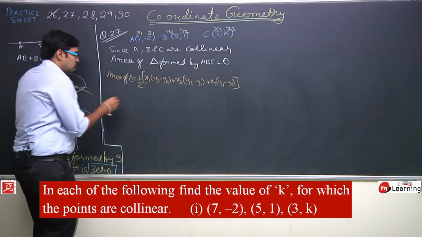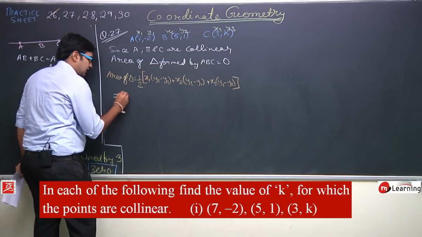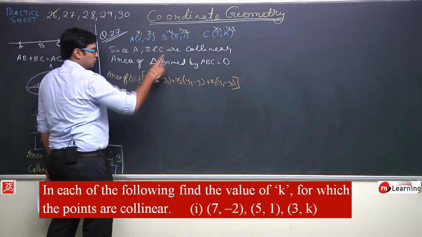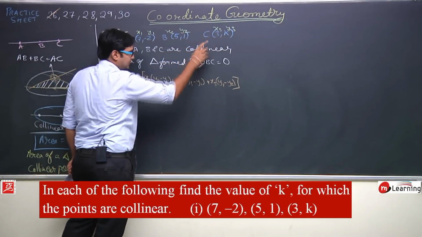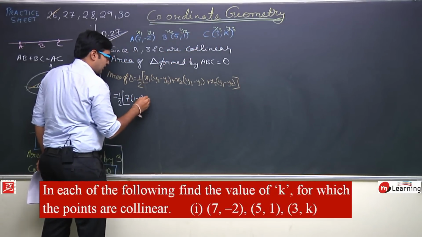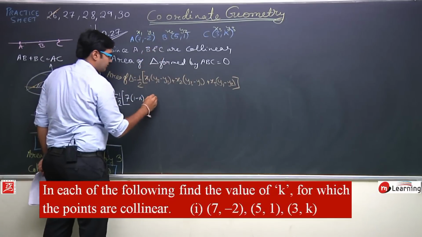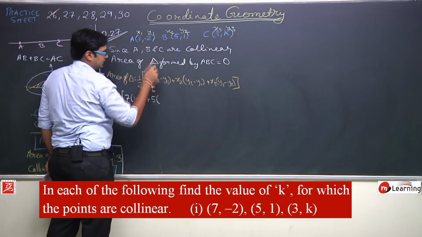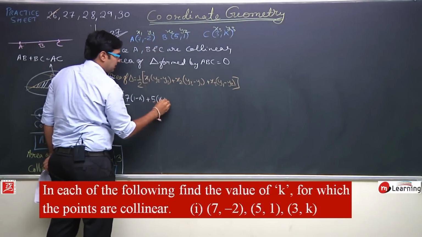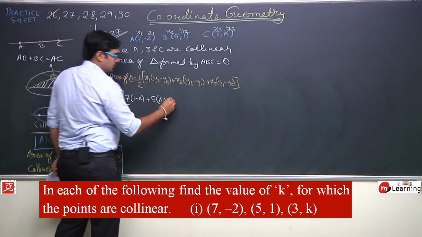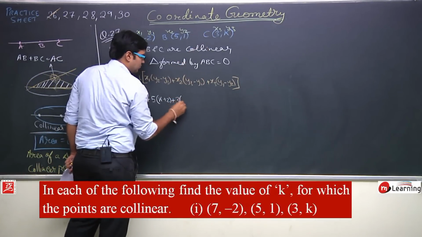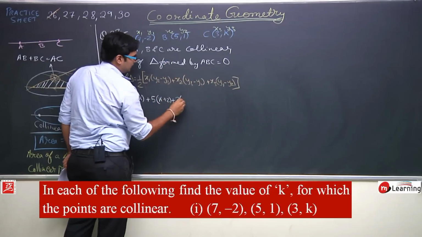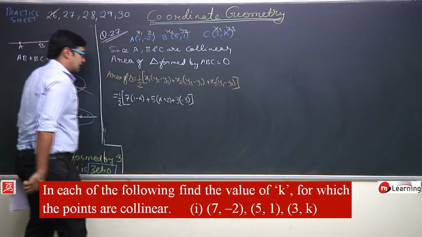ऐसा हम मान लेते हैं. So अगर हम इन वैल्यूज को इस एरिया में सब्सटीट्यूट करें, so in the bracket x1 is 7 to the bracket y2 minus y3, y2 is 1, y3 is k, so 1 minus k. Okay, then plus x2 is 5 to the bracket y3 is k and y1 is this one minus 2, so k minus of minus 2 will become plus 2, so this will be k plus 2, then plus x3 is 3 to the bracket y1 is minus 2 and y2 is 1. Okay, so minus 2 minus 1 will give you minus 3 and bracket close.